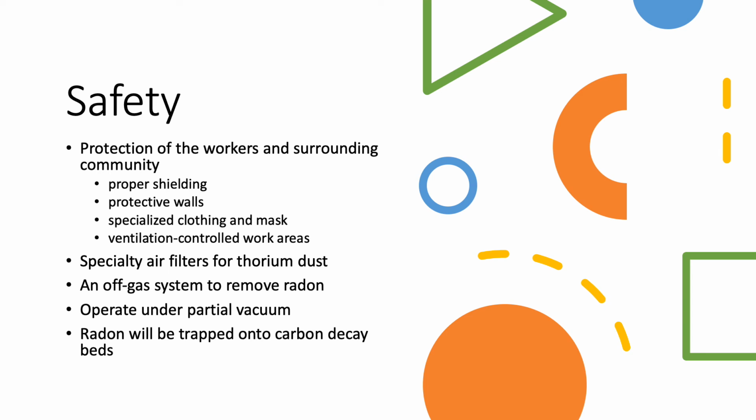Since thorium constantly undergoes alpha decay into significantly more harmful elements like radon, an off-gas system will be needed for the whole process. This system will operate under partial vacuum and will cause the daughter products of thorium to be trapped onto carbon beds until radon is decayed. The whole process, including the monzonite storage areas, will need this off-gas system in order to be under the OSHA requirements for maximum exposure to radon gas.